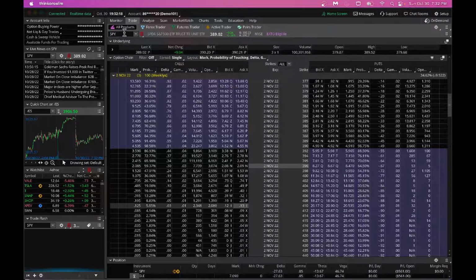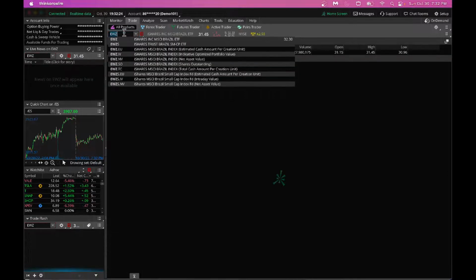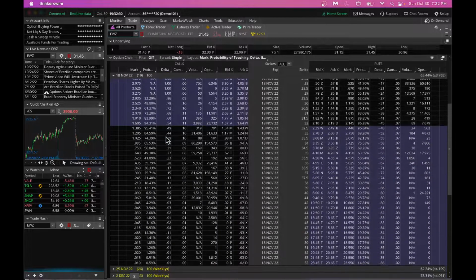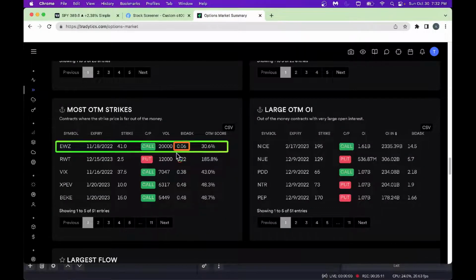We can go back to Thinkorswim platform, EWZ. All right, so you can go to 11.18 and we're looking at 41 strike. Right now it's 31, as you can see here. 41 strike is right here. It's about $10 over the money. And as you can see here, look at the volume here. Nice 20,000 volume and 30,000 open interest. So people are really buying this out of the money call option just by paying some 3 cents or so here. That's what's going on. Folks are buying this out of the money call option here.